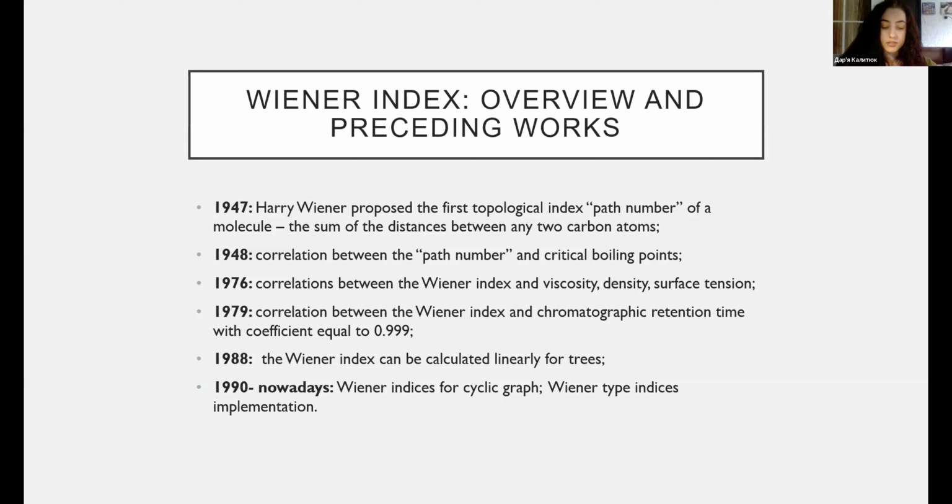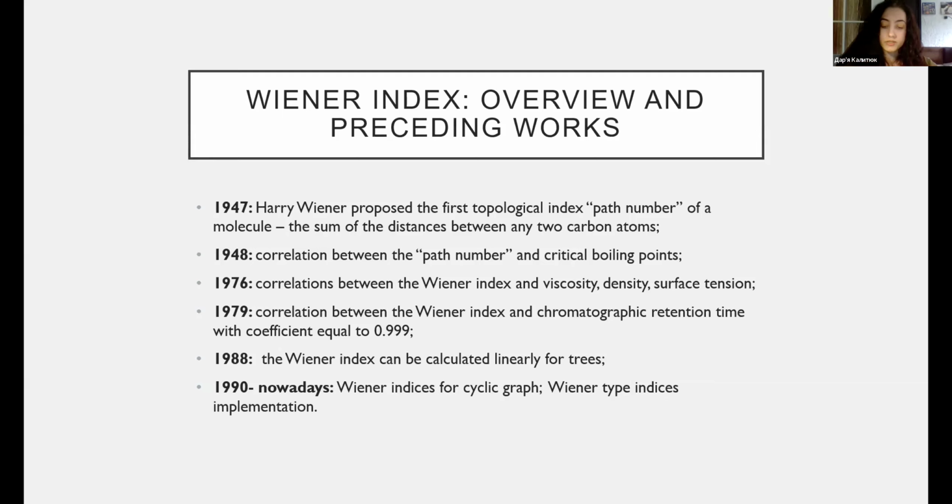In 1947, the Austrian-American chemist Harry Wiener proposed the first topological index of a molecule, defined as the sum of the distances between any two carbon atoms, and called it the path number. This index later played a significant role in modeling many physical and chemical characteristics of alkane molecules. Wiener himself noticed the correlation of the path number with critical boiling points. In 1976, correlations between the Wiener index and such characteristics of a substance as viscosity, density, and surface tension were demonstrated. And in 1979, a correlation coefficient of 0.999 between the Wiener index and the chromatographic retention time was achieved.